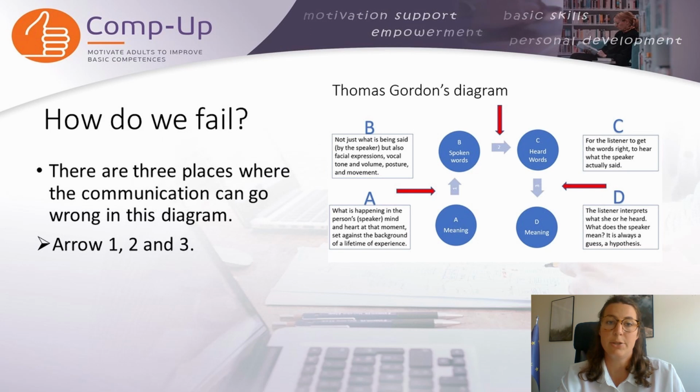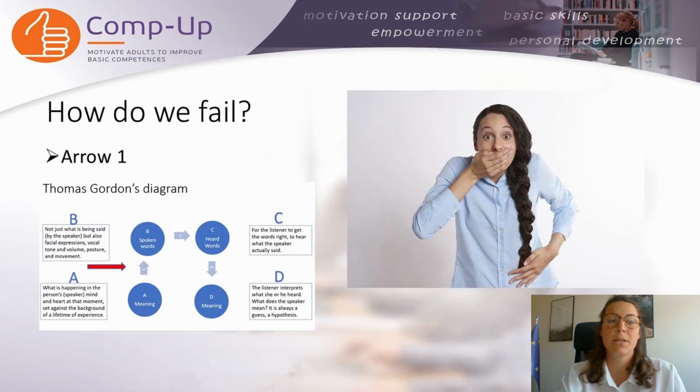That was the circles. Now we will go through the errors in the diagram. There are 3 places where communication can go wrong in this diagram, and these are represented by the 3 arrows. The first place the communication can go wrong is when the speaker does not convey their meaning through the spoken words. People don't always say what they mean.